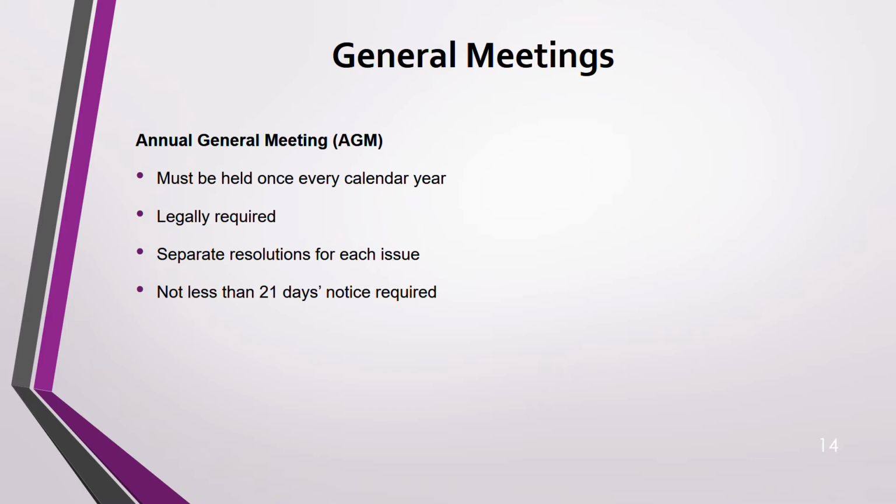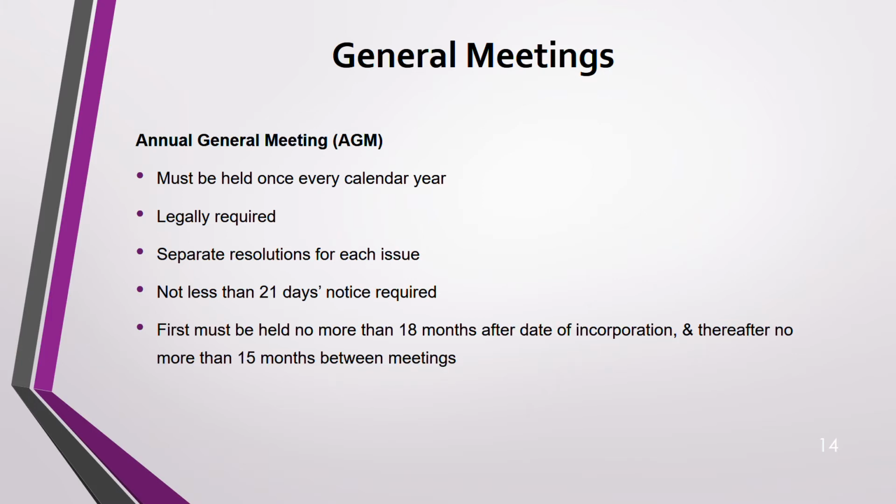Not less than means they will not accept less than 21 days. If you want to invite people for the meeting, there should be a gap of at least 21 days. You have to give the notice before 21 days. That means 3 weeks, right? Roughly 3 weeks. Then the first AGM must be held no more than 18 months after the date of incorporation. It should not exceed 18 months. That means 1 year and 6 months, you should hold your first AGM.